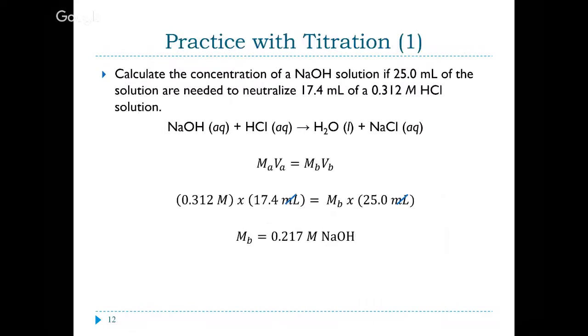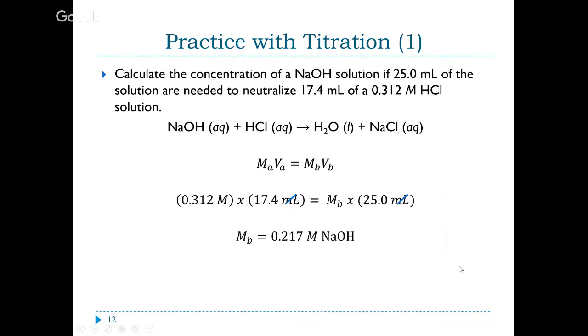So now practicing with titration, calculate the concentration of a sodium hydroxide solution if 25.0 milliliters of the solution are needed to neutralize 17.4 milliliters of a 0.312 molar hydrochloric acid solution. Once again, we have to have a balanced equation. This is a double displacement exchange reaction here. We're neutralizing, so we end up with water and we end up with salt.